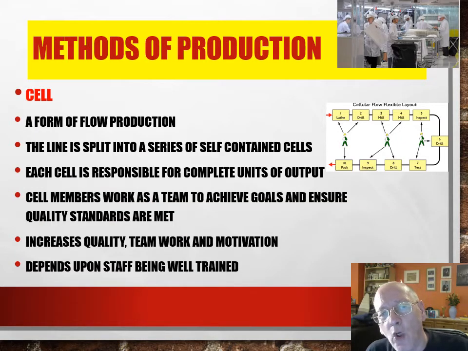One that's slightly more complex is cell production, which is a form of flow production, sort of. You divide the production line up into a series of self-contained cells. Each cell produces a complete unit of output, and the cell members work as a team, so they're not necessarily stuck to one particular task. They can swap things around, and they also tend to be responsible for their own quality, so it isn't done at the end of the process or by someone else. It's done by the team itself.